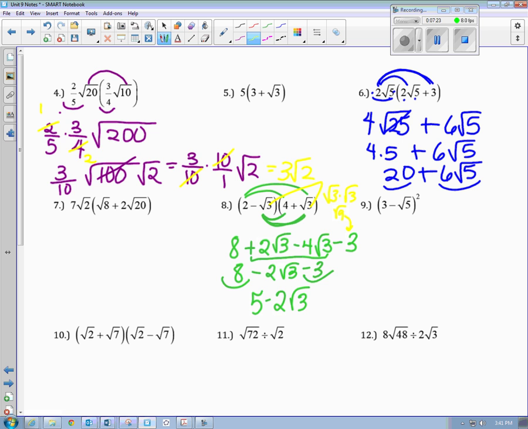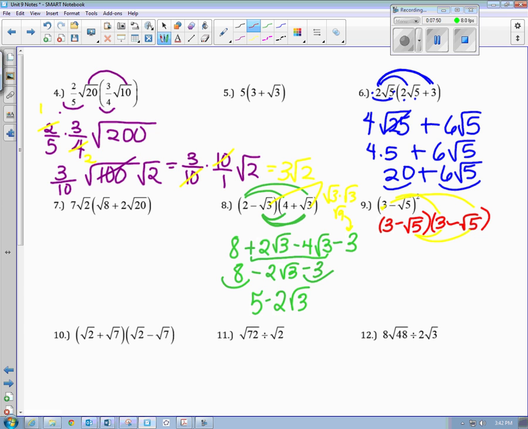For a question like number 9, this goes back to your algebra class. You want to make sure that if you have a set of parentheses that are squared, that you're writing them twice. So it's 3 minus radical 5 times 3 minus radical 5. As soon as you have it written like that, it's going to be a reminder to you that you are going through and foiling. So again, I've got this FOIL. Draw the loops if you need to. You may or may not need to.